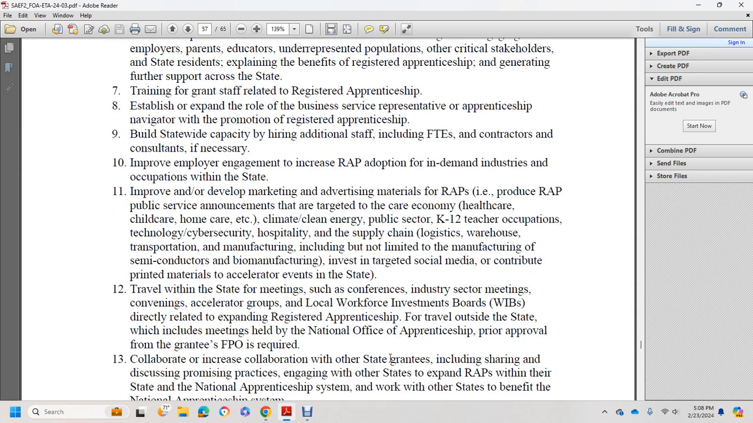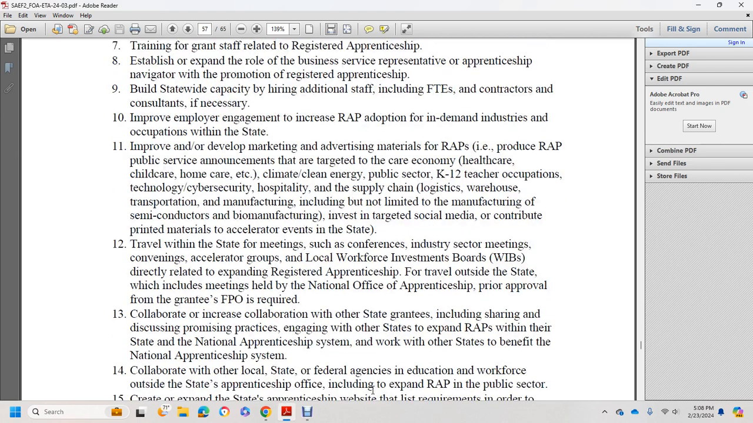12. Travel within the state to meetings such as conferences, industry sector meetings, and conveningswith accelerator groups and local workforce investment boards directly related to registered apprenticeship, and travel outside of the state, including meetings with the national office of apprenticeship, with prior approval from the grant FPOs required. 13. Improve collaboration with state grantees, including sharing and discussing promising practices engaged with the state to expand registered apprenticeship within their state. The national apprenticeship system works with other states for the benefit of the national apprenticeship system.